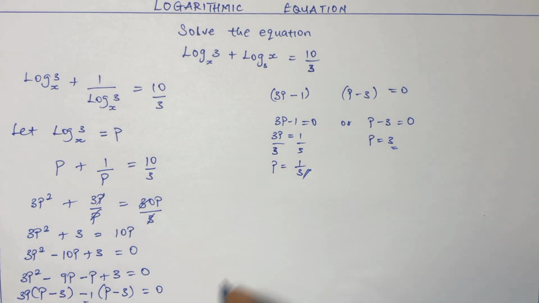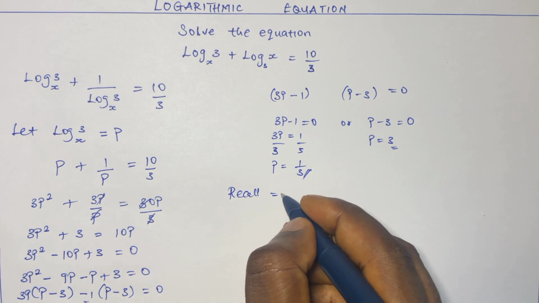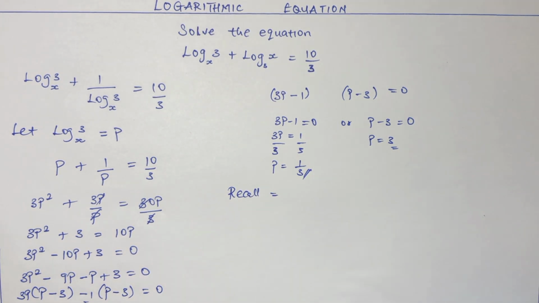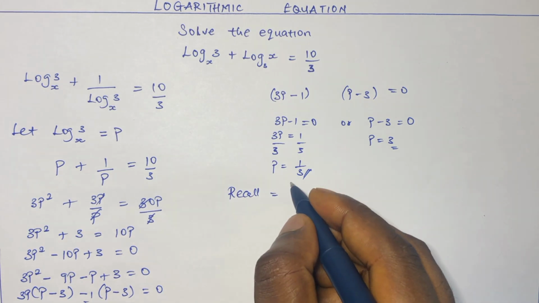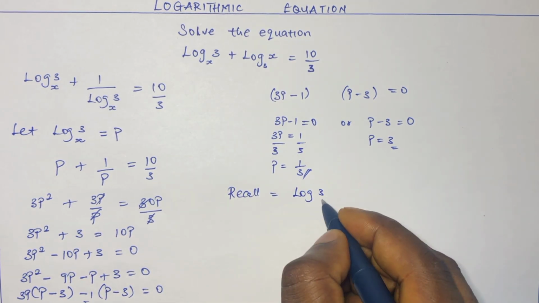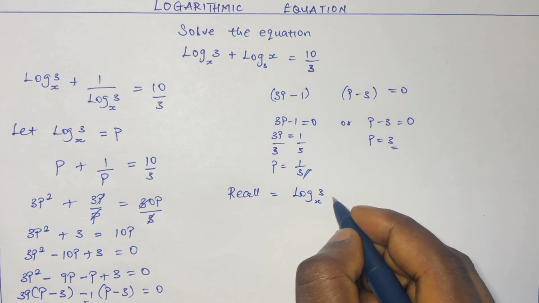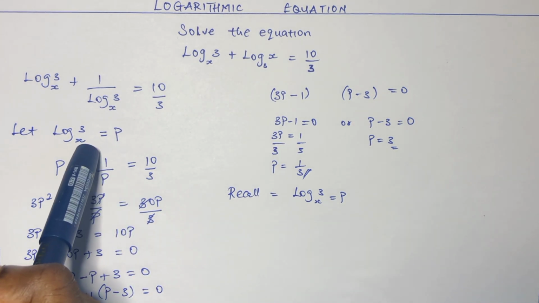But then recall that what we have as p is log 3 base x. So remember that log 3 base x will be equal to p. What we have as p is log 3 base x, like we said here. So do not forget this.